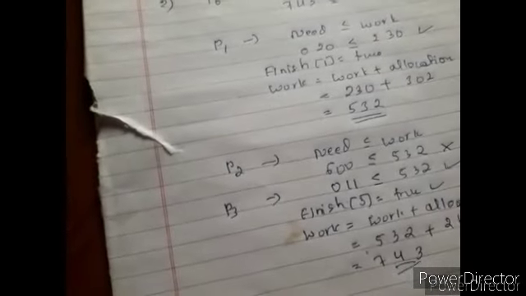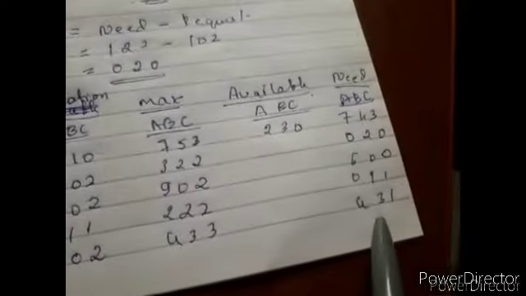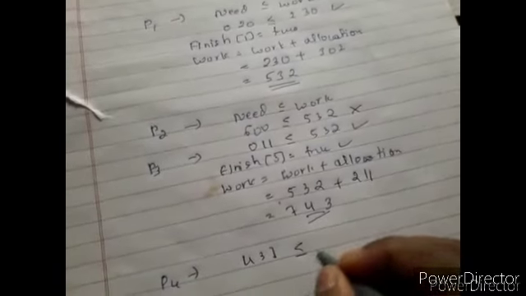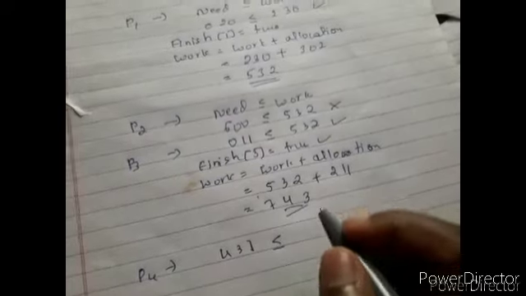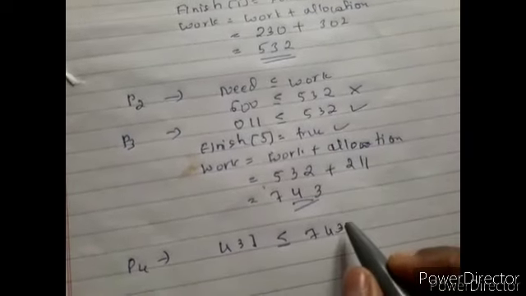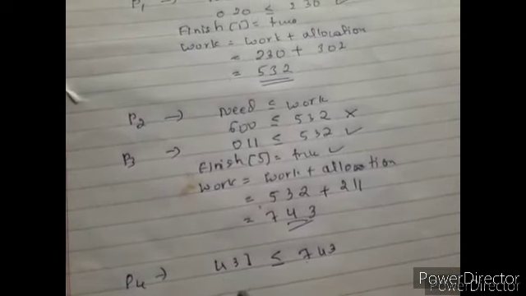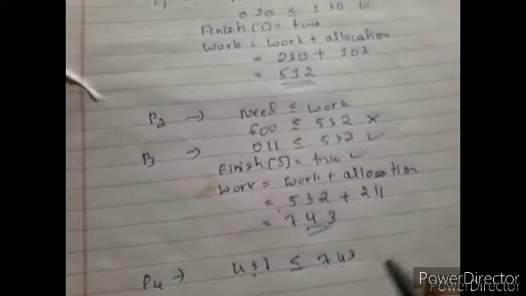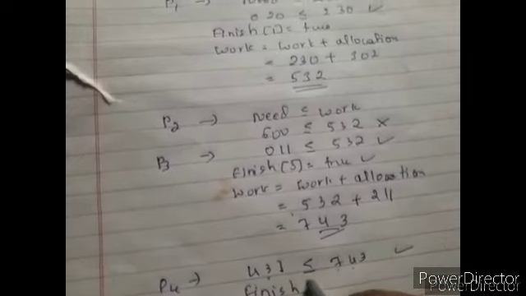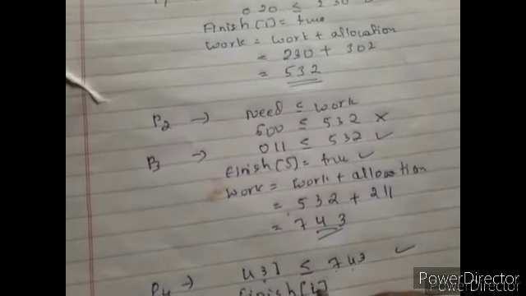Okay, next we'll consider process P4. For process P4, again we need to check the condition. What is the need value for process P4? It is 4 3 1. Whether it is less than or equal to work. What is the work value now? It is updated now, 7 4 3. So 4 is less than 7, 3 is less than 4 and 1 is less than 3. The condition is true. Next you can write finish of 4 is equal to true.